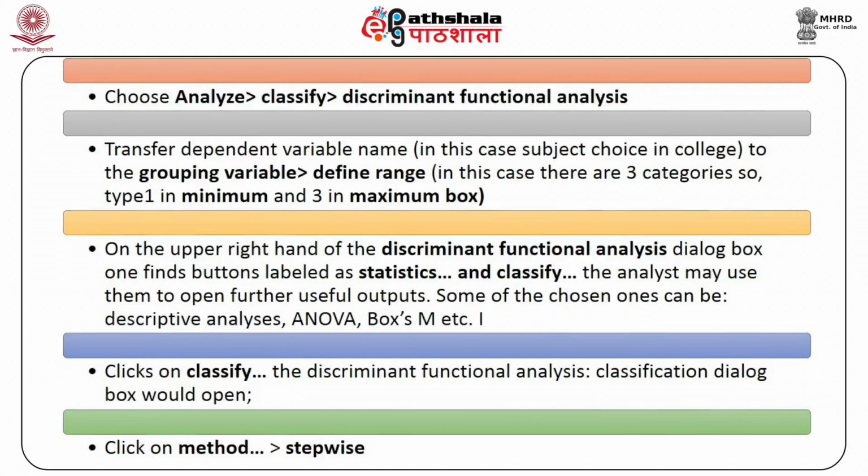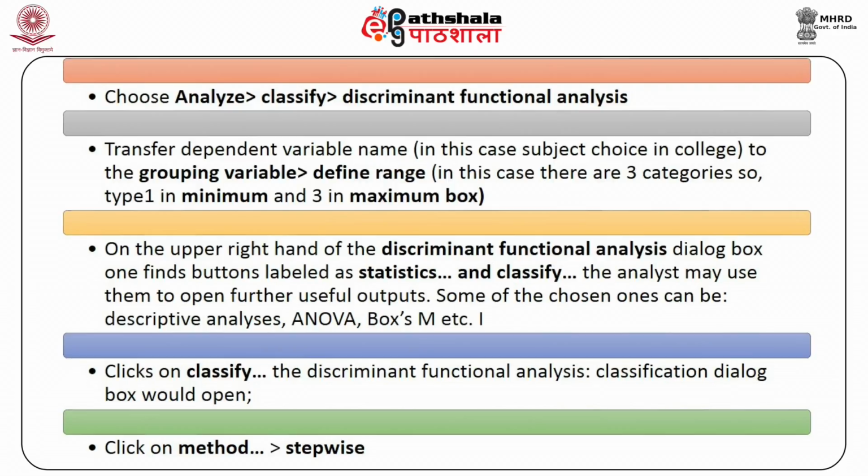On the upper right hand of the discriminant function analysis dialog box, transfer the dependent variable name, in this case the subject choice in college, to the grouping variable and go to Define Range. In this case, there are 3 categories, so type 1 in the minimum and 3 in the maximum box.